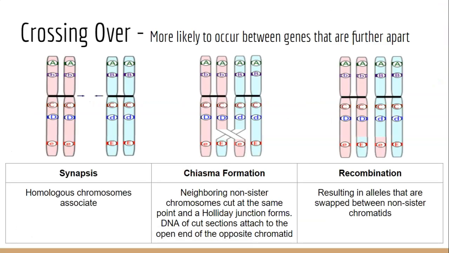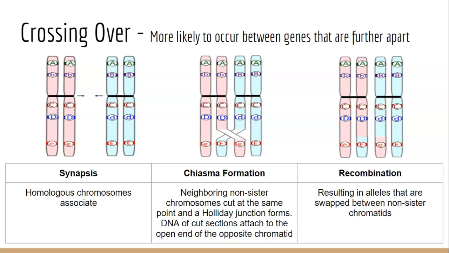So let's talk about crossing over for just a minute. There are 3 stages. Synapsis is when homologous chromosomes associate with each other. That's when they come together. And then the chiasma formation is when the chromosomes actually cut at the same spot and form what's called a Holliday junction. And the Holliday junction is where the DNA is swapping. So the DNA of the cut sections will attach to the opposite chromatid, and then you end up with what's called recombination, which is the alleles that now have non-sister chromatid ends on them.